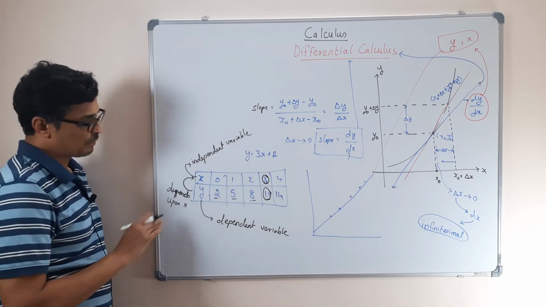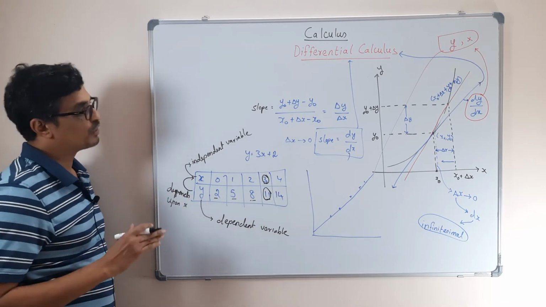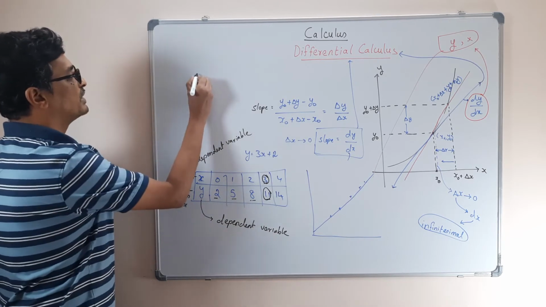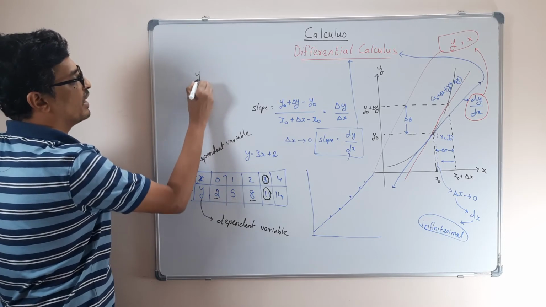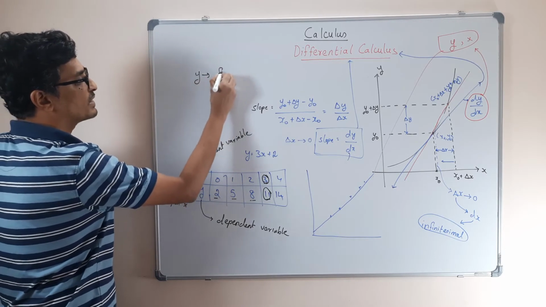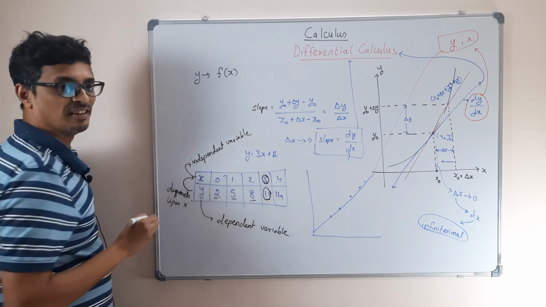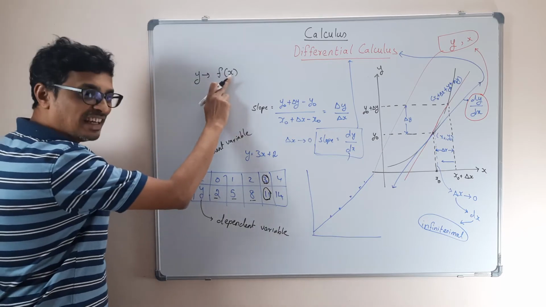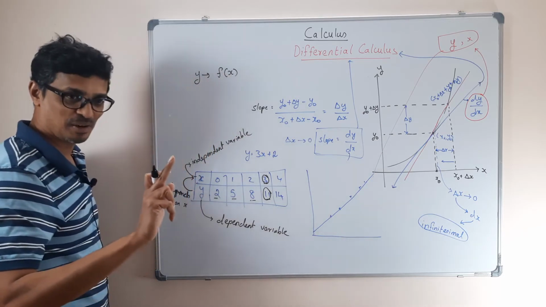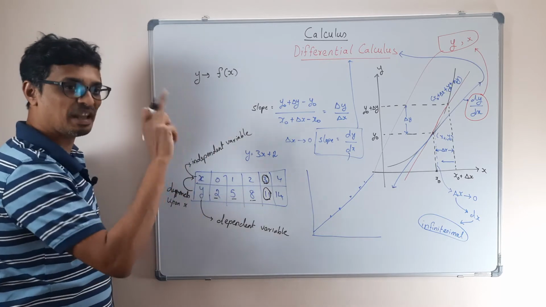Okay, so then what happened? Instead of x and y, what people write is f in the place of y. I will replace y with something called f of x, where x is the independent variable. F will be the dependent variable.